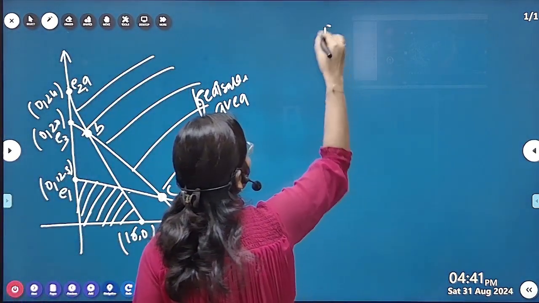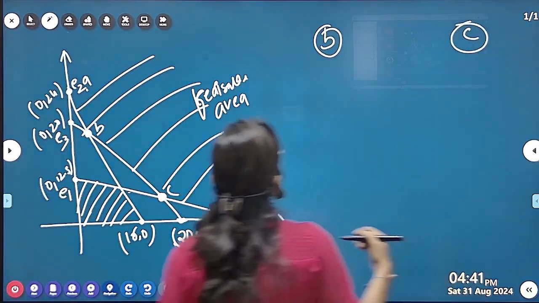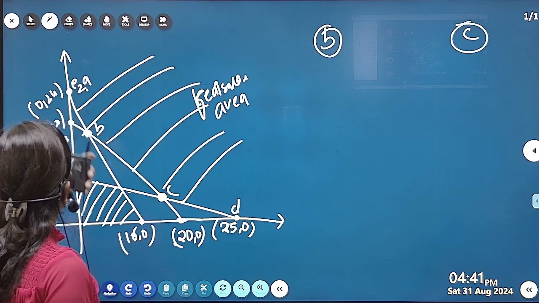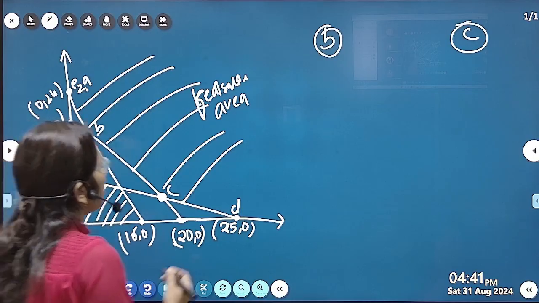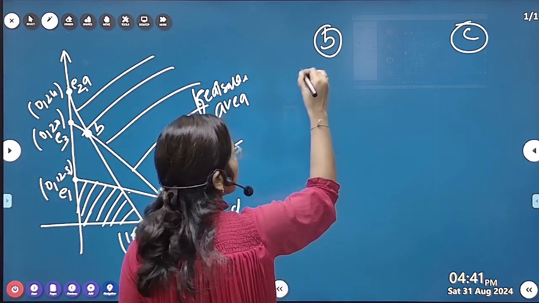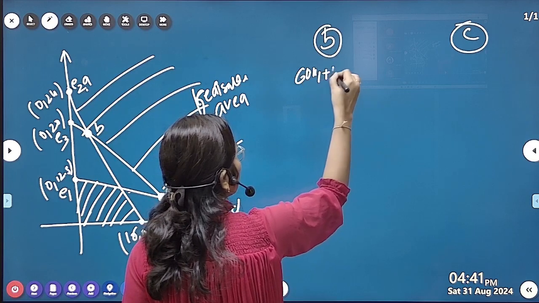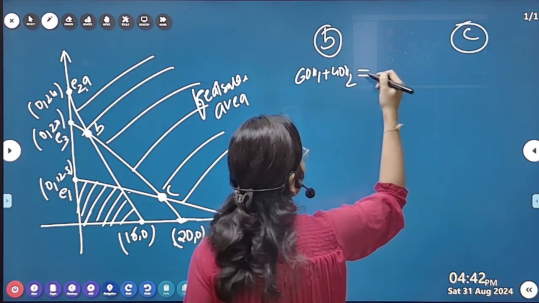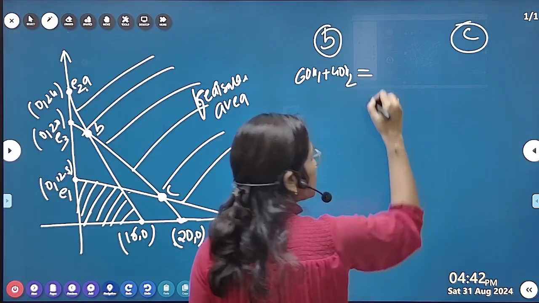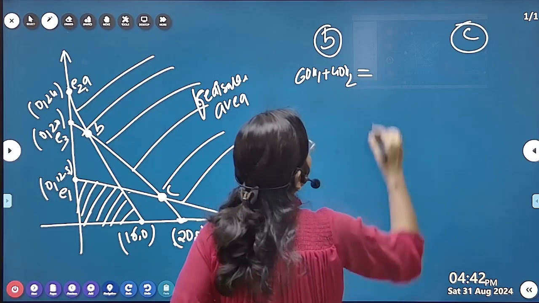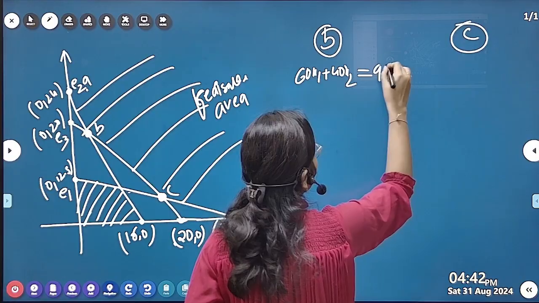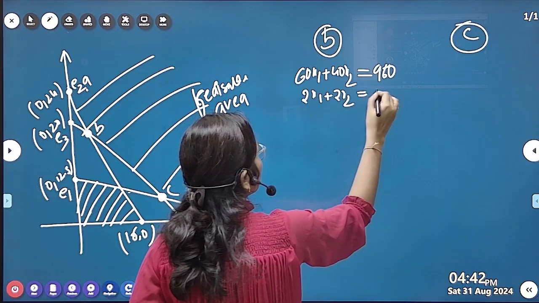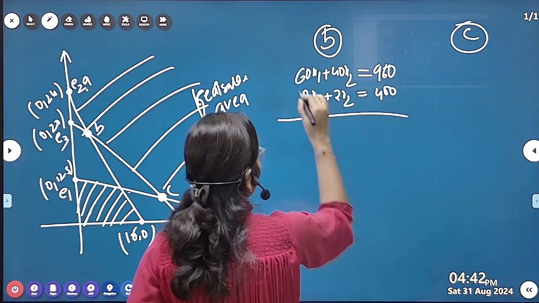So let us do B point and C point. Tell me, B point is intersecting with what equations? Equation 2 and equation 3. So tell me equation 2. 60x1 plus 40x2 is equal to 960, because we are solving, so we can put is equal to. Next one, 2x1 plus 2x2 is equal to 40. So solve this into 20.